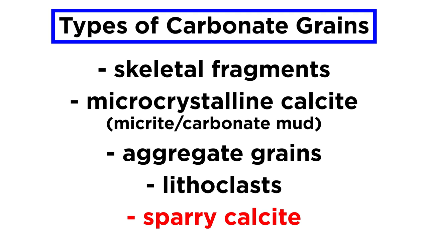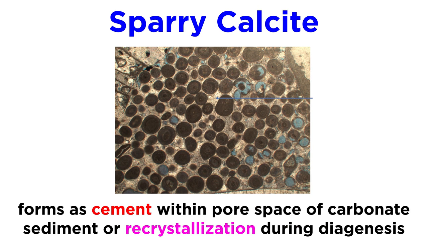The final type of carbonate grain isn't sediment at all, but rather describes a crystalline texture known as sparry calcite. Sparry calcite often forms as cement within the pore space of carbonate sediment, but can also form from the recrystallization of primary carbonate grains during diagenesis.